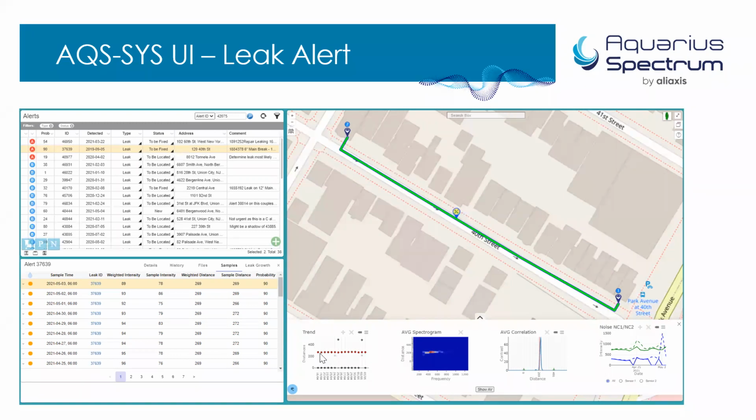Right, and in the case of this leak, you have here on the y-axis the distance of the noise source. And here it is obviously very stable, and one of the reasons, so through all the correlation, it's keeping between 269 to 272 meters. So that's very, very stable through many correlations. So that will contribute to give a probability which is quite high. Here it's been recorded at 90 probability.